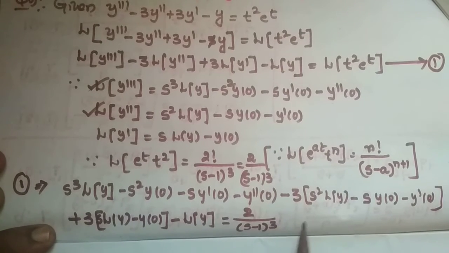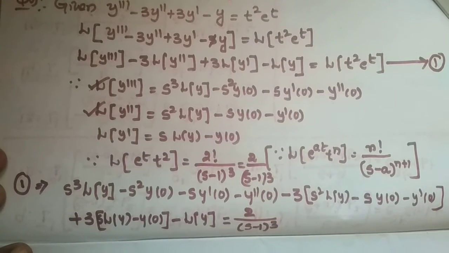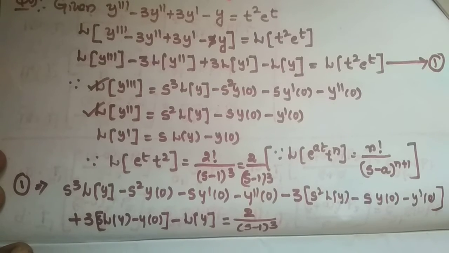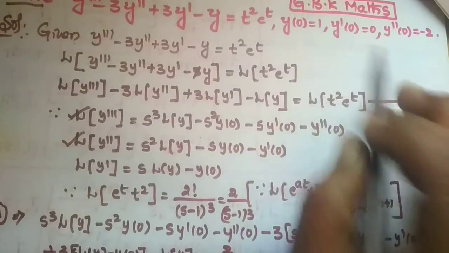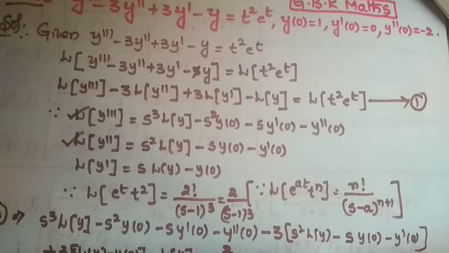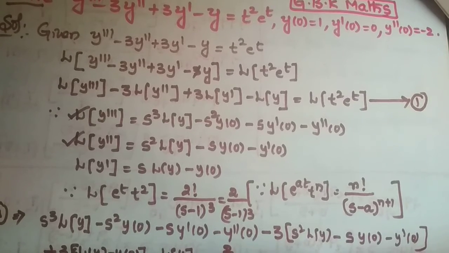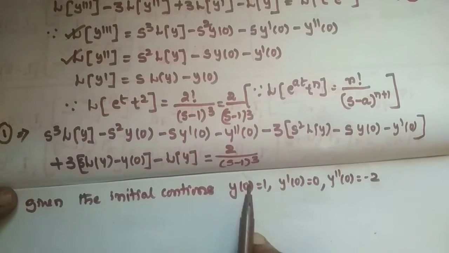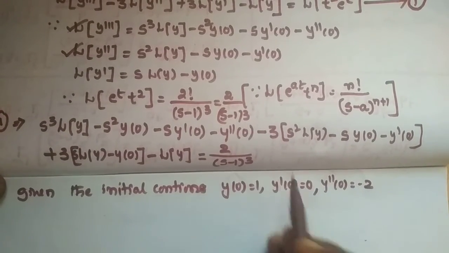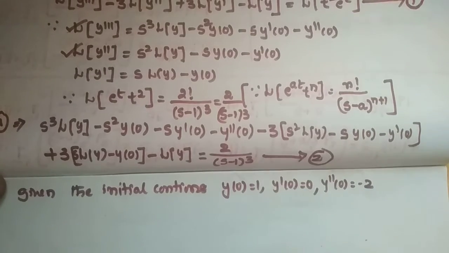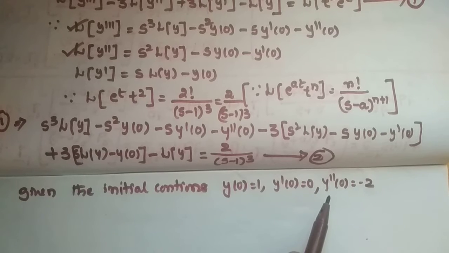After getting this form, what are the unknown values here? The given initial conditions: y of 0 is equal to 1, y dash of 0 is equal to 0, y double dash of 0 is equal to minus 2. So these are the initial conditions. This is called equation number 2. In equation number 2, we are substituting these values.